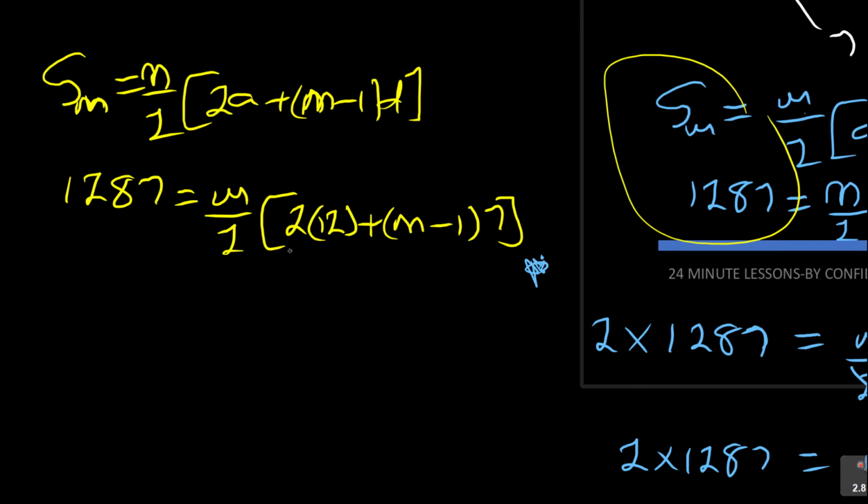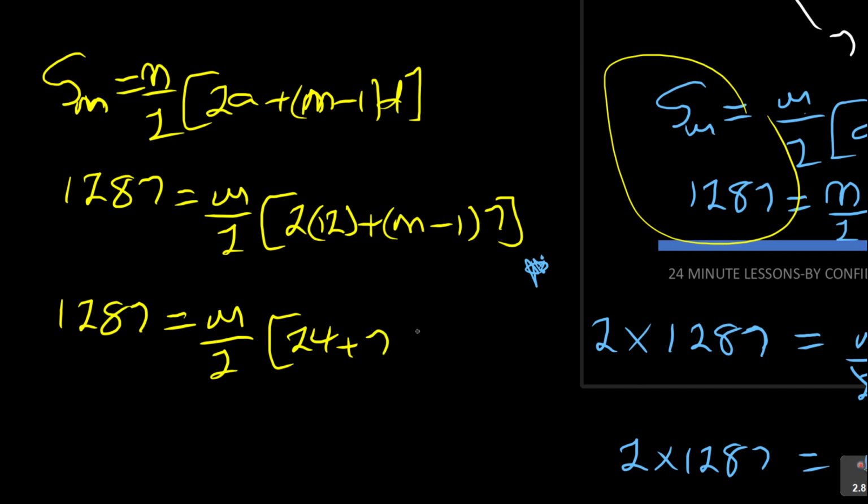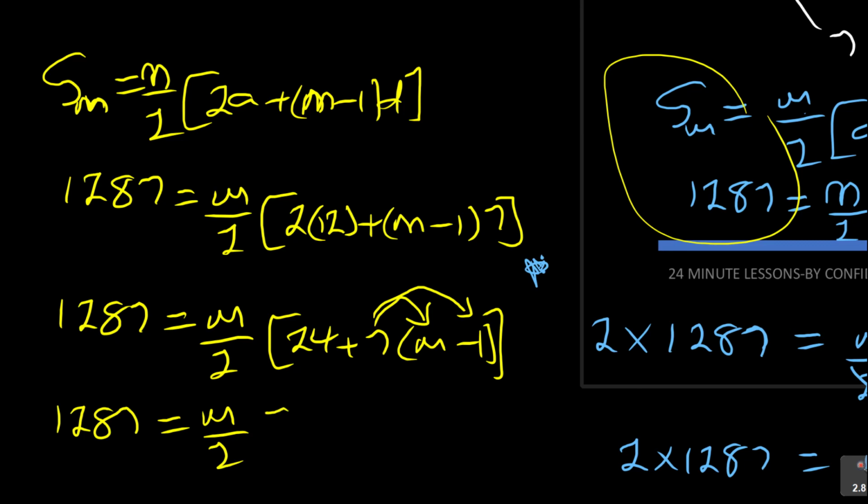Then it's your duty now to say 1287 is equal to m over 2. You multiply 2 times 12, it's 24. Then plus 7 times m minus 1. I'm putting 7 first so that it's easier for you to multiply like this. See that? Which is 1287 is m over 2 times 24, then 7 times m plus 7 times minus 1, which is minus 7.